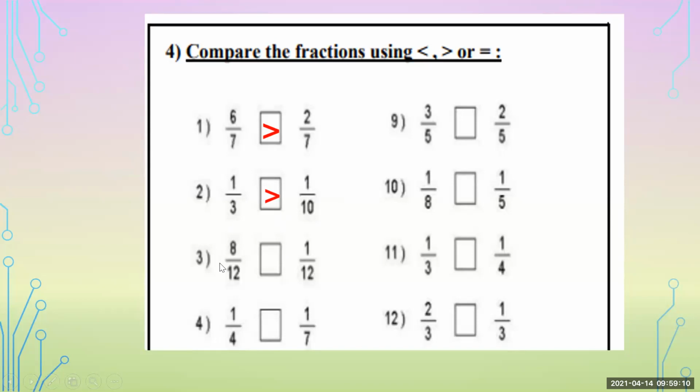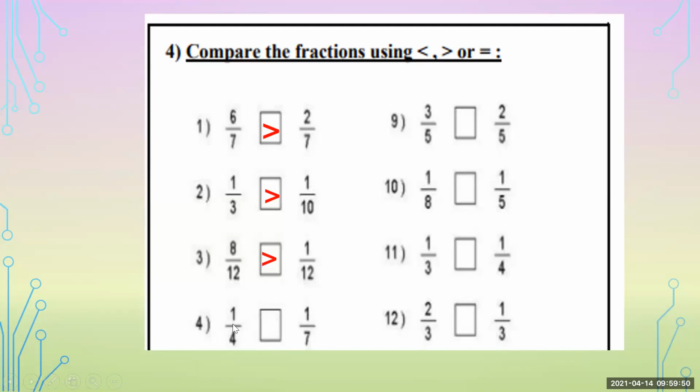Excellent. So 1/3 is bigger. Number 3, 8/12 and 1/12. Which is bigger? Is it normal fraction or crazy fraction? It's not crazy. It's normal fraction. So the 8 is bigger. So 8/12 is bigger than 1/12. Again, if we have the same denominator, it's normal. Okay? So the bigger is big.